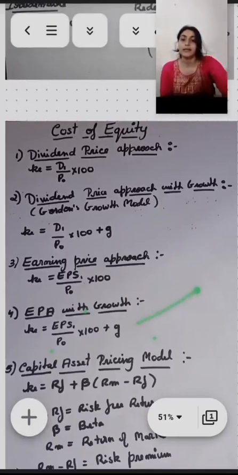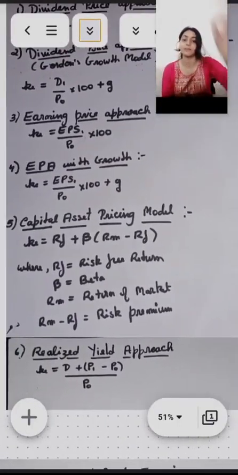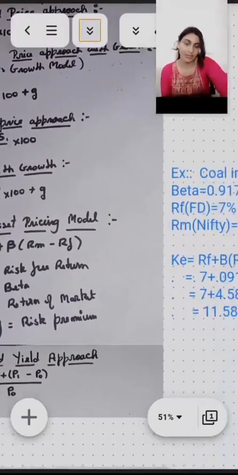Okay. Next we have the capital asset pricing model. Capital asset pricing model is nothing but KE equal to risk free plus beta into (return on market minus the risk free). Okay, so RF is nothing but the risk free return, beta is nothing but the beta, and RM is nothing but the return on market, and RM minus RF is nothing but the risk premium. Okay, to understand this better, let's take one example over here.